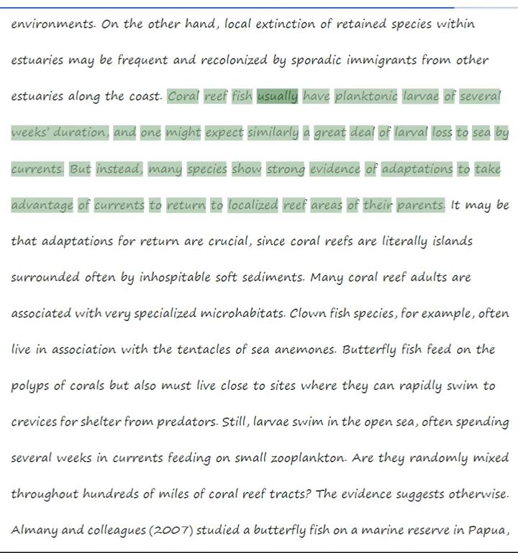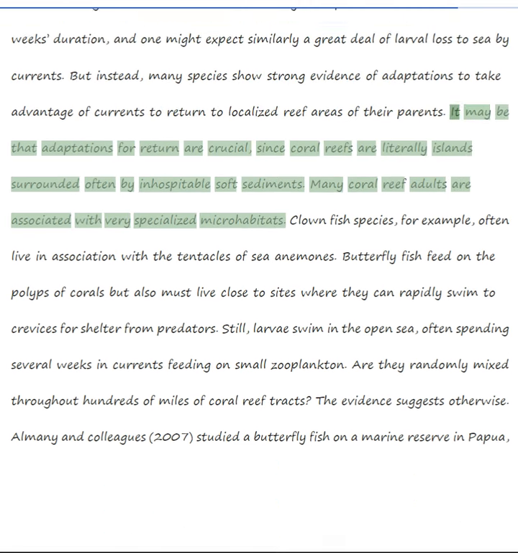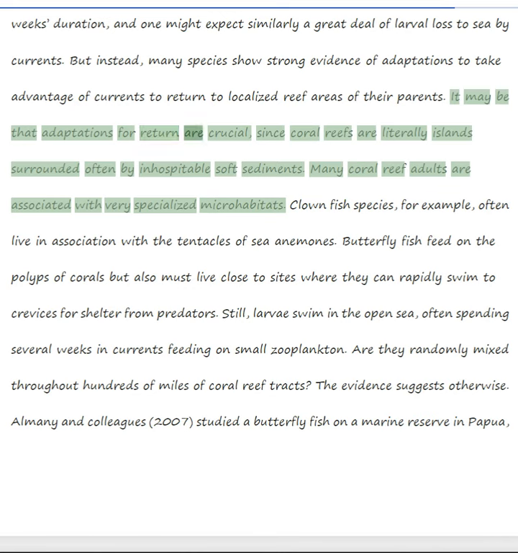Coral reef fish usually have planktonic larvae of several weeks' duration, and one might expect similarly a great deal of larval loss to sea by currents. But instead, many species show strong evidence of adaptations to take advantage of currents to return to localized reef areas of their parents. It may be that adaptations for return are crucial, since coral reefs are literally islands surrounded often by inhospitable soft sediments. Many coral reef adults are associated with very specialized microhabitats.